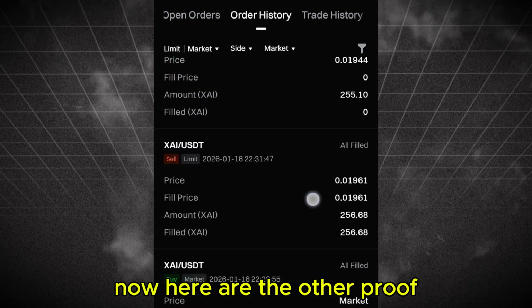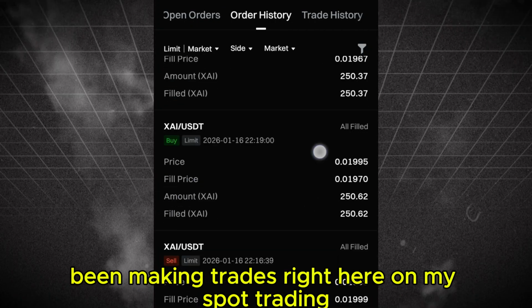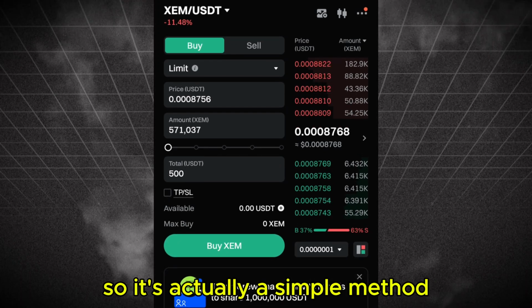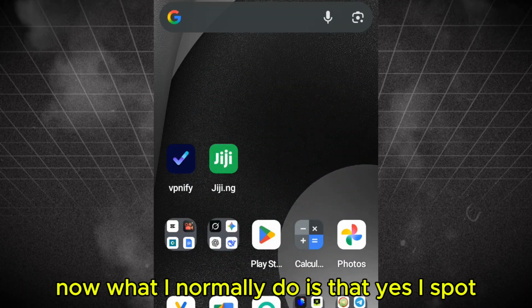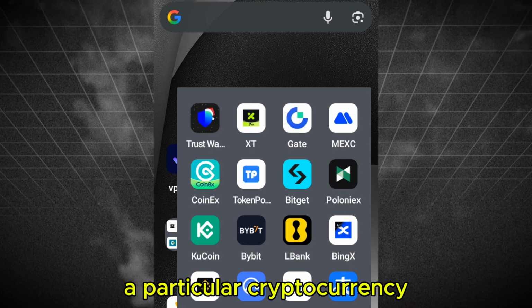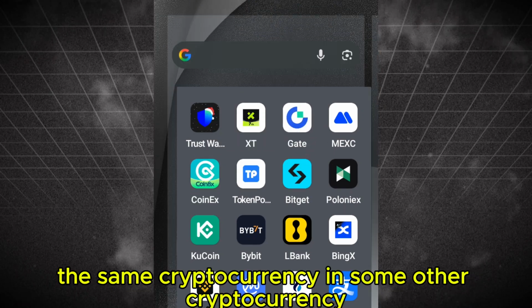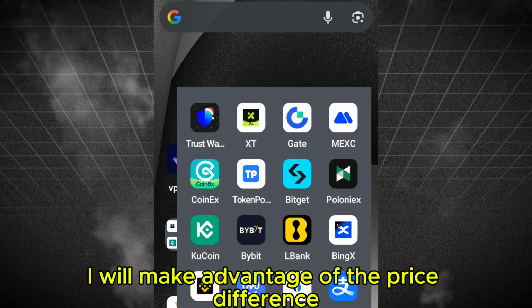Here is the other proof right here that I've literally been making trades on my spot trading, and I have been making progress with all this. So it's actually a simple method. What I normally do is spot a particular cryptocurrency in a specific cryptocurrency exchange, and then I spot the same cryptocurrency in some other exchange, and I take advantage of the price differences.